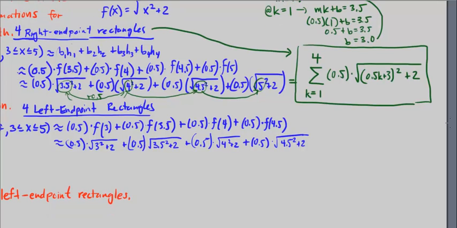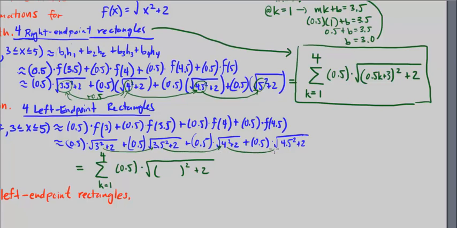Let's go ahead and do the 4 left endpoint rectangles here. So let's say that's equal to, again, we can start at k is equal to 1. And we have how many terms? 1 term, 2, 3, 4. Same amount. It's in the same form, right? We have 0.5 times something squared plus 2. And that something, again, what's happening to that something? We're adding the constant amount, 0.5 each time.